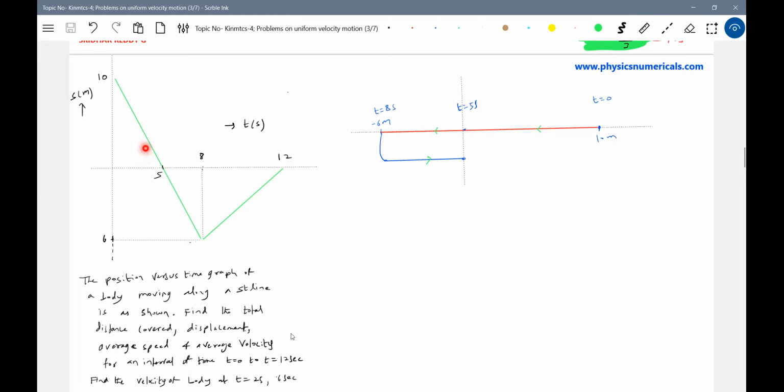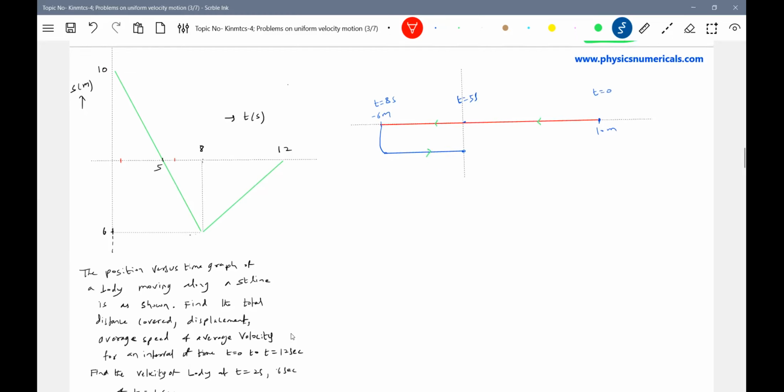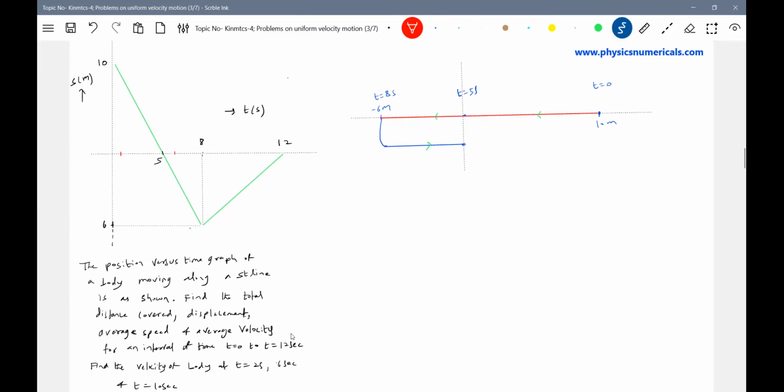So what is the velocity at this point? Somewhere here, 2 seconds it is asking, no? Then 6 seconds it was asked. Then 10 seconds. At these instants of time, we should calculate the velocity.